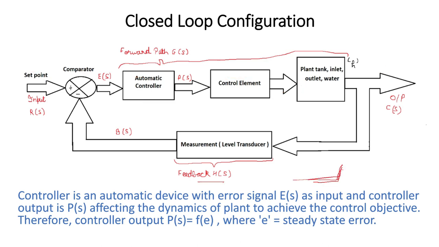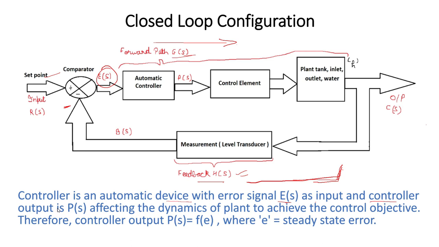Now this path is known as the feedback path, and it is usually denoted by H(s), and this path is known as the forward path and it is denoted by G(s). So what is the controller? It is an automatic device with error signal E(s) as input. So this is your E(s), the error signal. Why? Because it measures the error between the set point and the output.